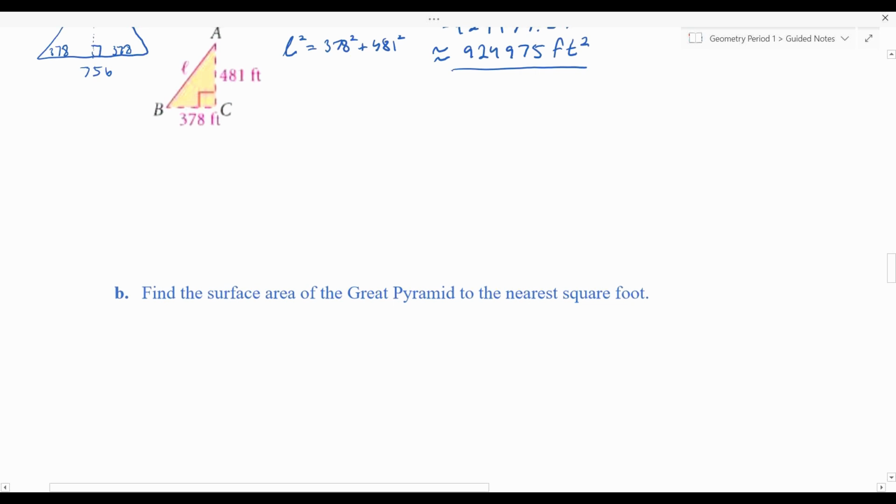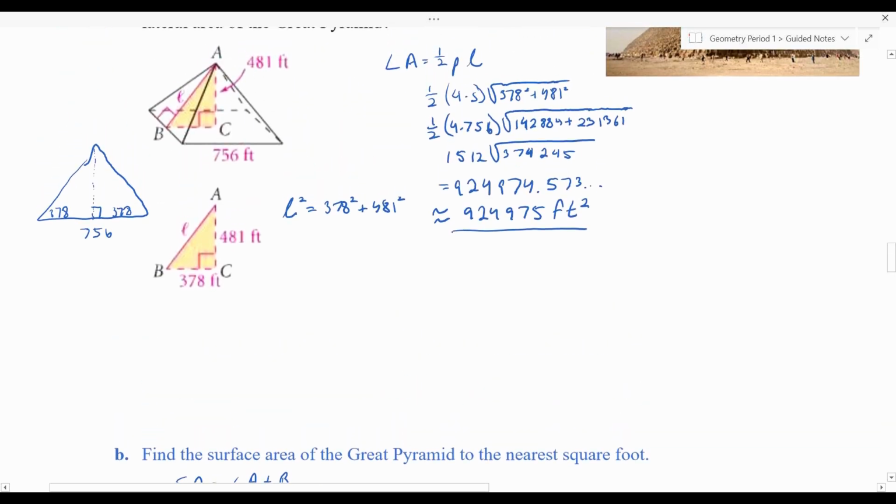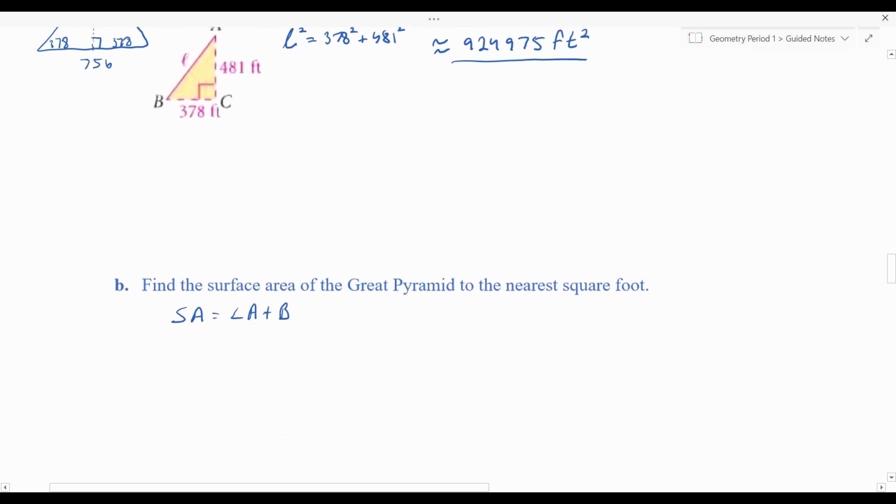Okay, so to find the surface area of the whole thing, we know that surface area equals lateral area plus the area of the base. Well, we calculated the lateral area right over here, right? So all we have to do now is find the area of the base.